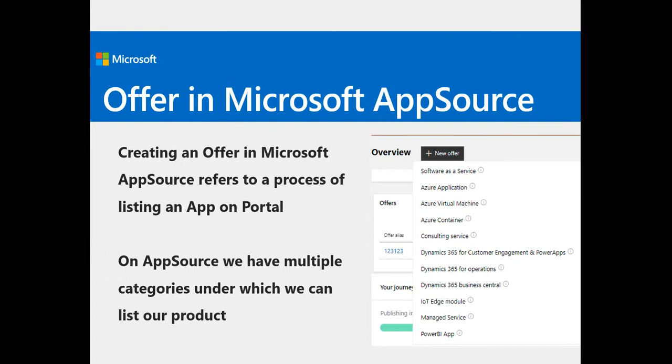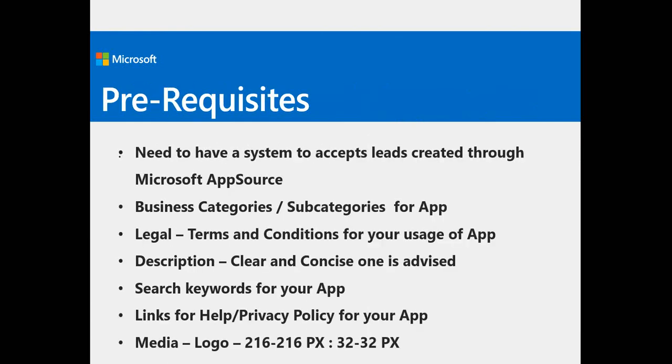Once we have created the package, we need to create an offer in the Microsoft App Source portal, and I will be sharing my screen for the detailed steps. It's always advisable to be ready with all the prerequisites, which include the category and business category under which you want to list your app, the legal terms and conditions for using your app, the description, which should always be clear and concise so that the person trying to download the app gets a clear picture of it, the search keywords so that your app is searchable, and links for help and privacy so that the user can reach you for any help regarding it.